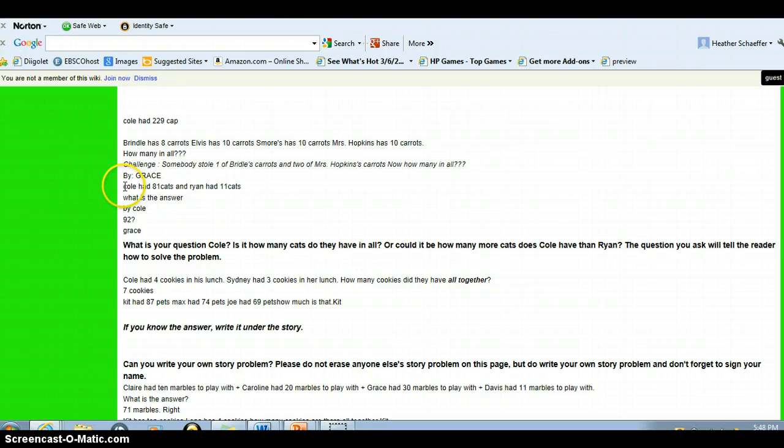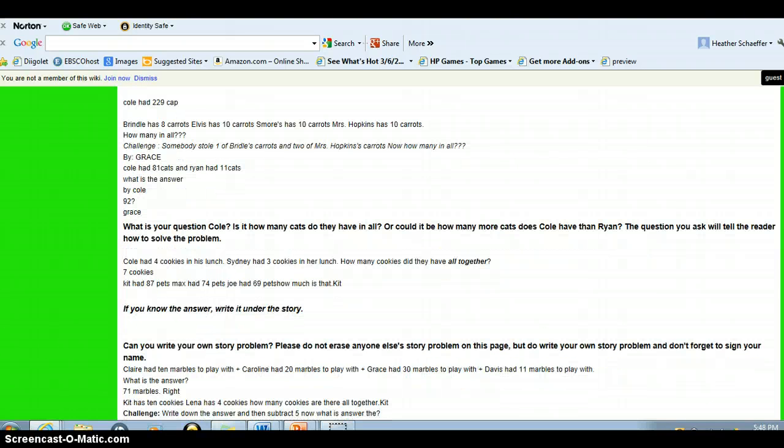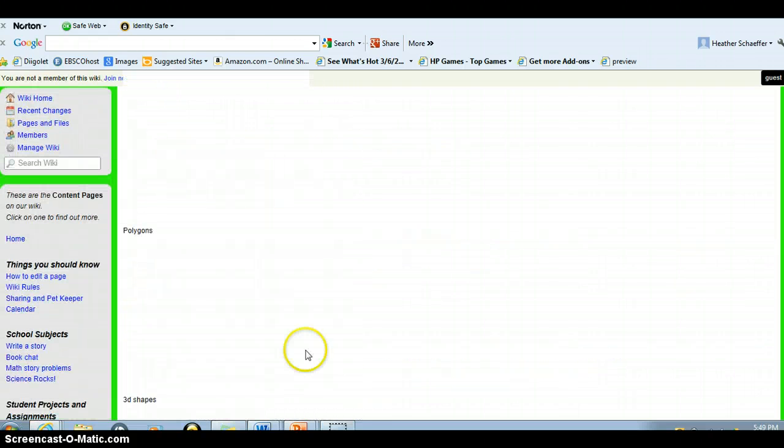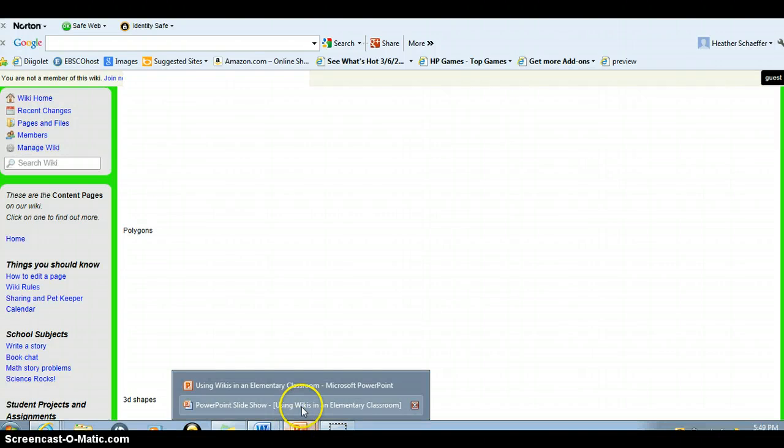This little boy wrote, "Cole had 81 cats and Ryan had 11 cats. What is the answer?" Clearly that's not asking a question that is good for a word problem, so she wrote a note to him, "What is your question, Cole? You need to word it a different way so that the reader knows how to solve the problem." Down here you can see he saw her comment and changed it. So how many cookies did they have altogether? So let's go back to the presentation.